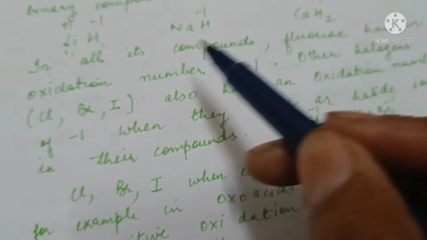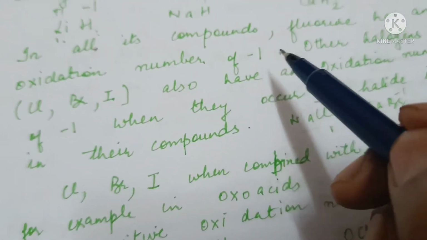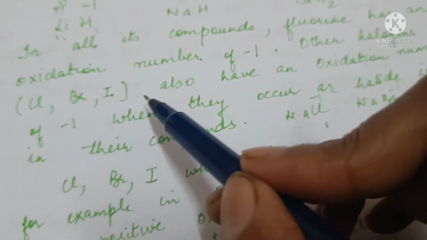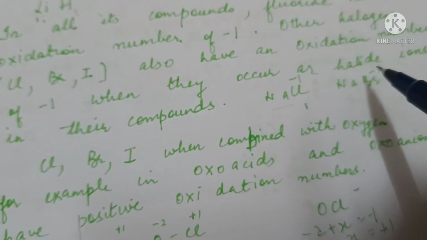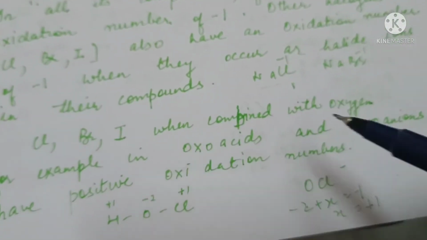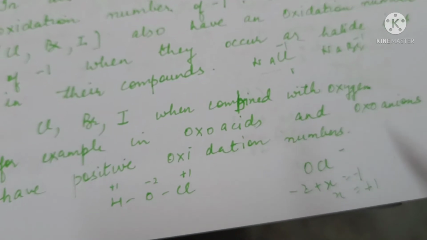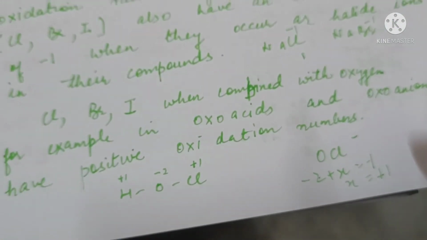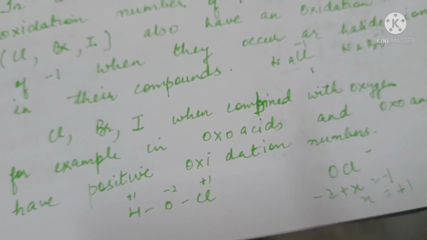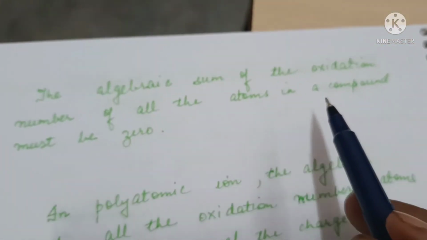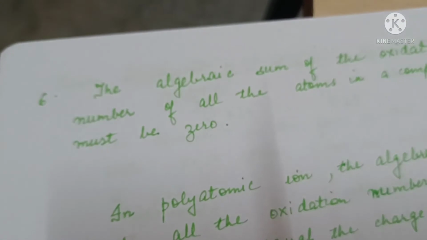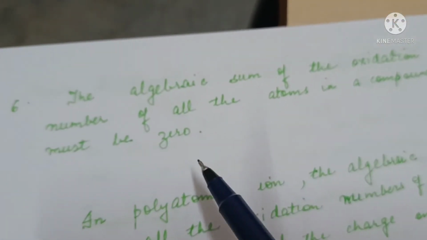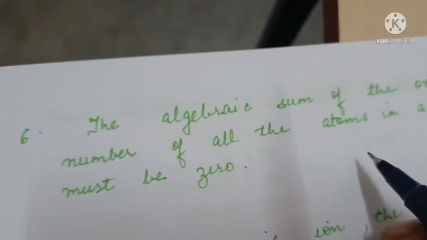So in all compounds, fluorine has -1 always. Other halogens have -1 when they occur as halides. But when they are combined with oxygen, for example in oxoacids and oxoanions, they can show a positive oxidation state. Rule number 6. The algebraic sum of the oxidation numbers of all the atoms in a compound must be 0.